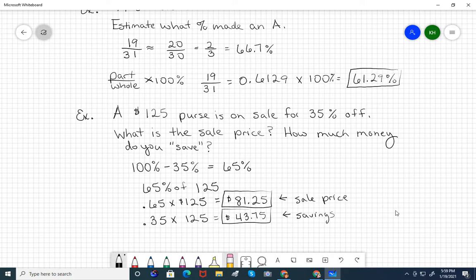If I add 0.35 and 0.65, that's 1 or 100%. And if I add these two, this is $125. I'm going to stop here. If you have any questions about percents or fractions or decimals, don't hesitate to ask.